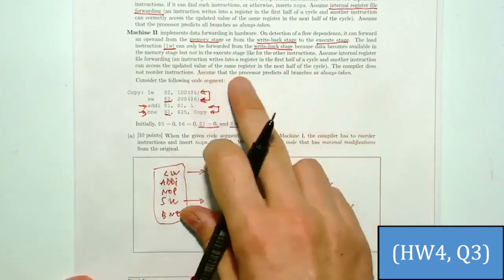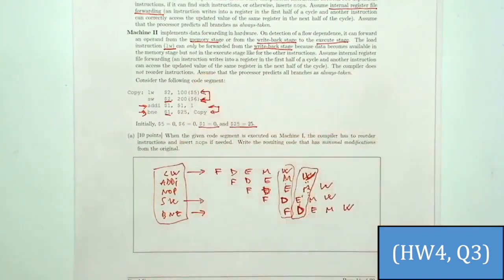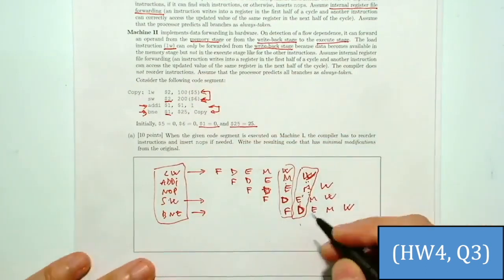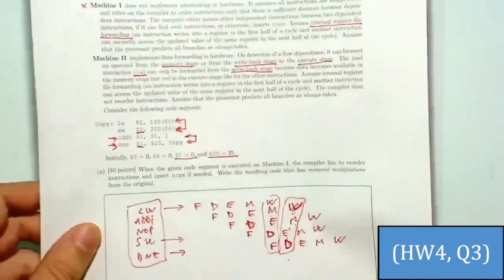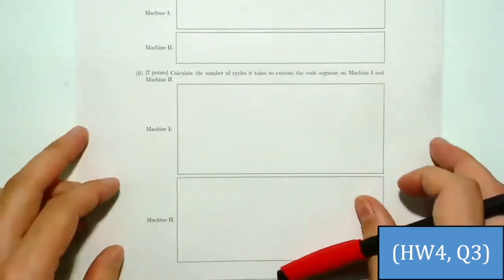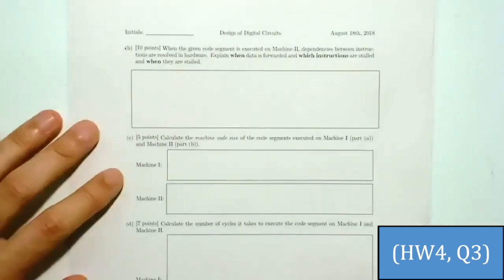So here, the processor predicts all branches are always taken, right? This is a very easy branch predictor, so you can always assume that it's always taken, so you don't have any extra latency here. More questions? So next question is, when the given code is, so I will answer, you cannot see this, right? Okay. So I will leave this question to the end, and I will go to question C, because I think that is easier in this way.